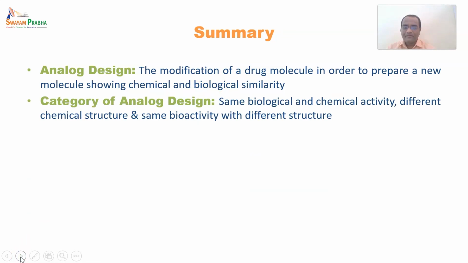After that, the categories of analog design. The first category has the same biological and chemical activity: structures are the same and activities are also the same. After that, different chemical structure but similar activities. And the last category is where activity is the same but structures are different.